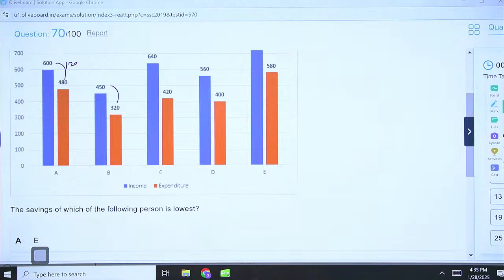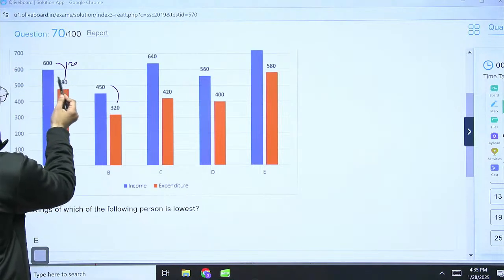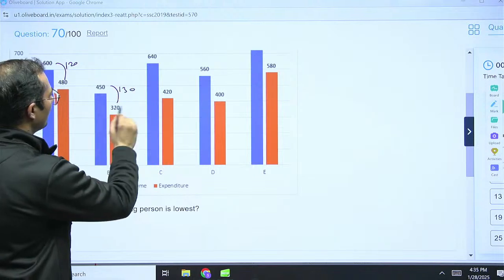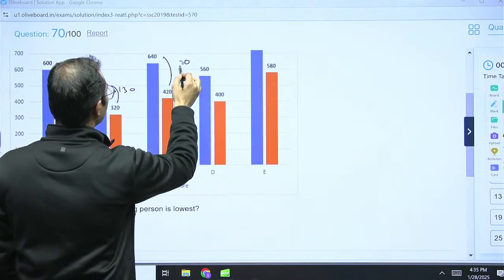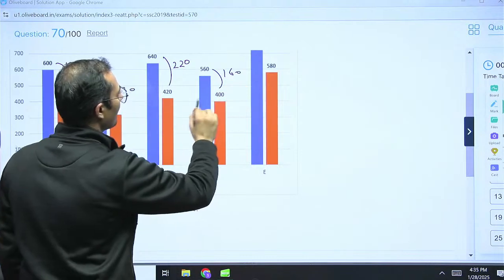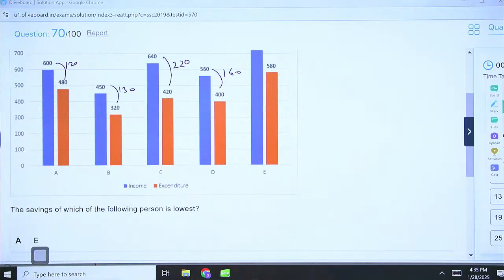The saving of which of the following persons is lowest? So income minus expenditure. Here it is 120, here 130, here 0 to 220 more 160, and here E. So for E we can check.